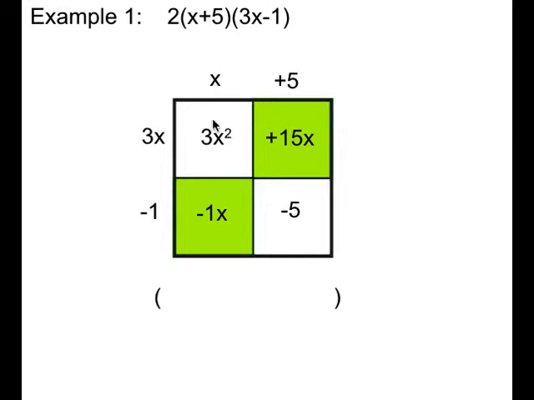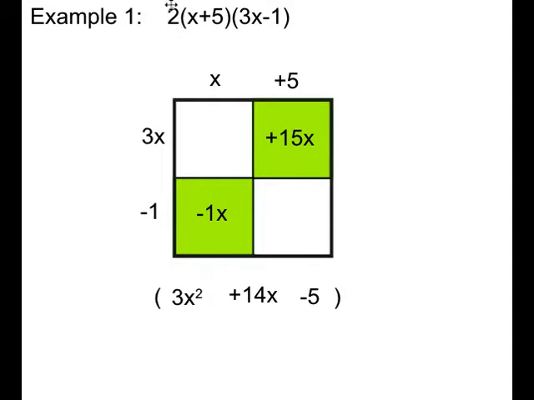Now what we do is we take our first term, which is 3x squared. We add together these two middle terms. 15x and negative 1x, or 15x minus 1x, is 14x. So we bring our 14x down. Now don't forget that that is addition because it is a positive. And then we bring our negative 5 down.